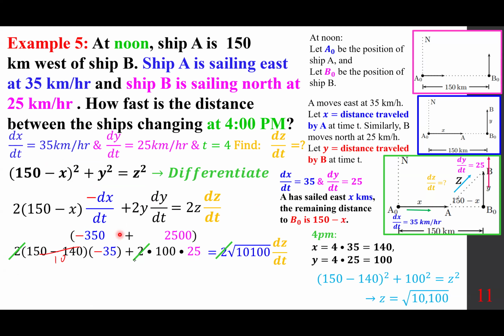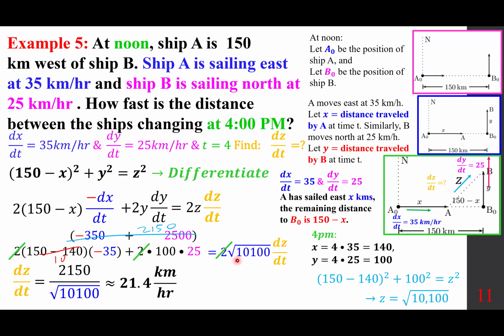So the sum of these two is 2150. So basically, dz/dt has this coefficient divided by this number. So dz/dt is this one divided by this number. Again, that's exact. You put it into a calculator and it roughly becomes negative 21.4 kilometers per hour.